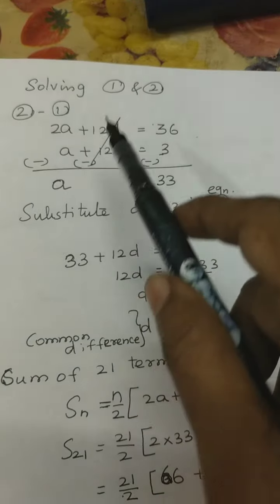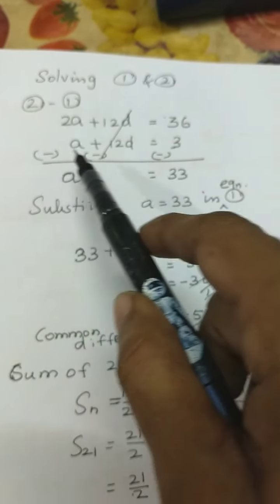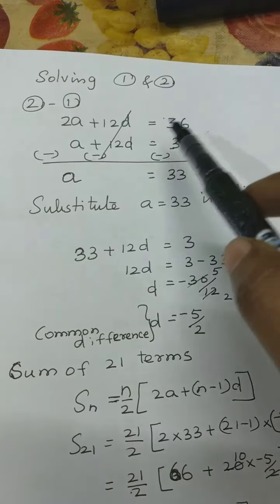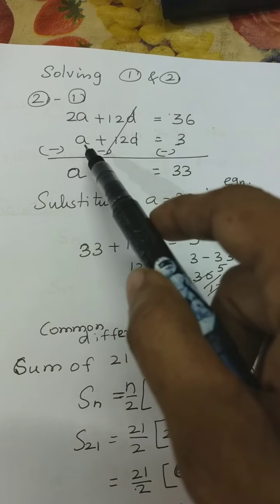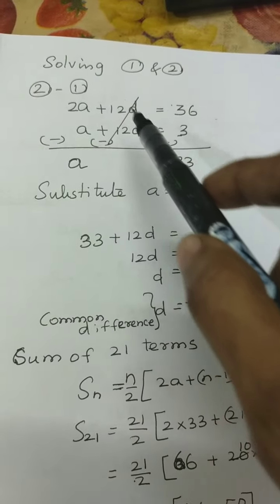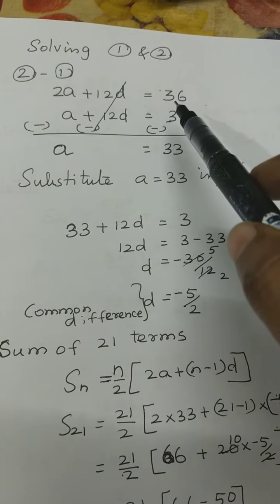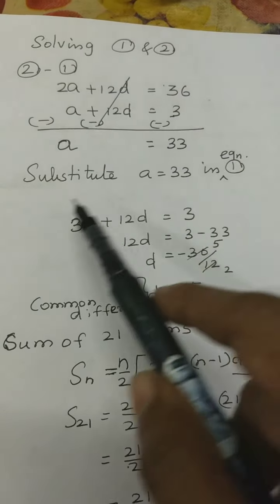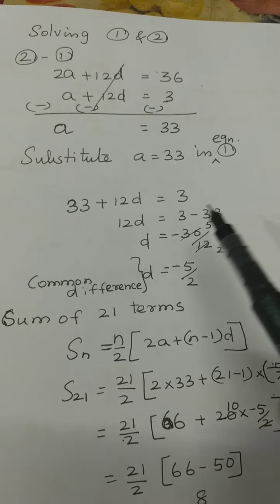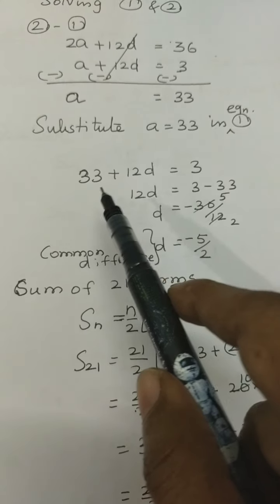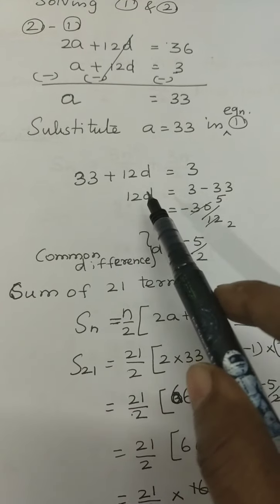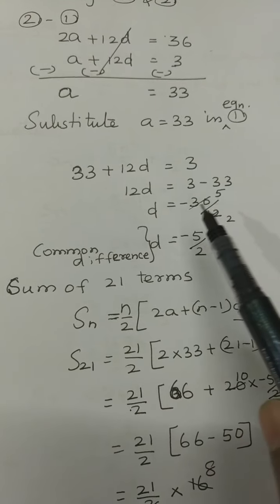Then you are subtracting, so you have to change the signs. So 2a minus a. 12d gets cancelled because minus 12d and plus 12d cancel. Then 36 minus 3, 33. Then substitute a is equal to 33 in equation 1. a plus 12d is equal to 3 is the first equation. So 33 plus 12d is equal to 3.